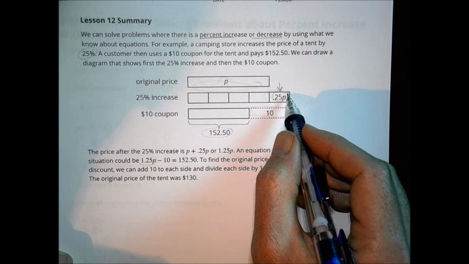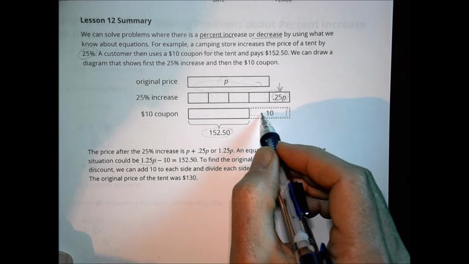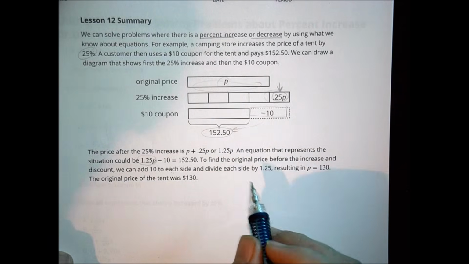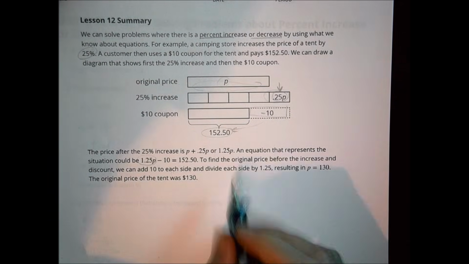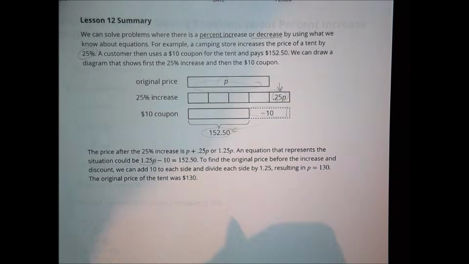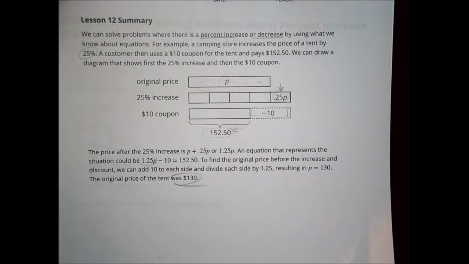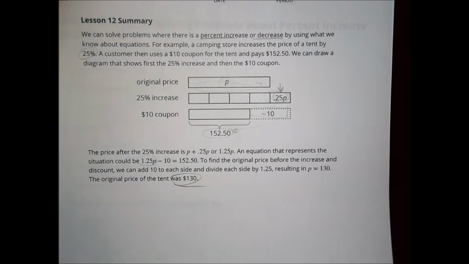of the price minus the $10 is going to equal our total. And that would help us find the original price before the increase and the discount. And we could solve that there to end up that originally it was $132 was the original price of the tent. Let's take a look at today's problems.